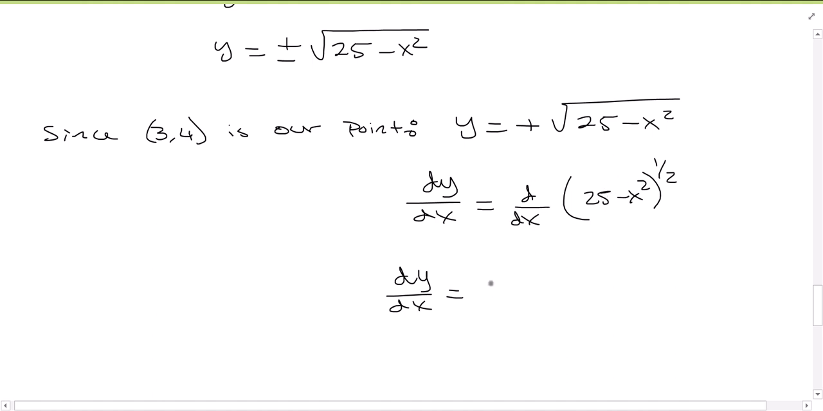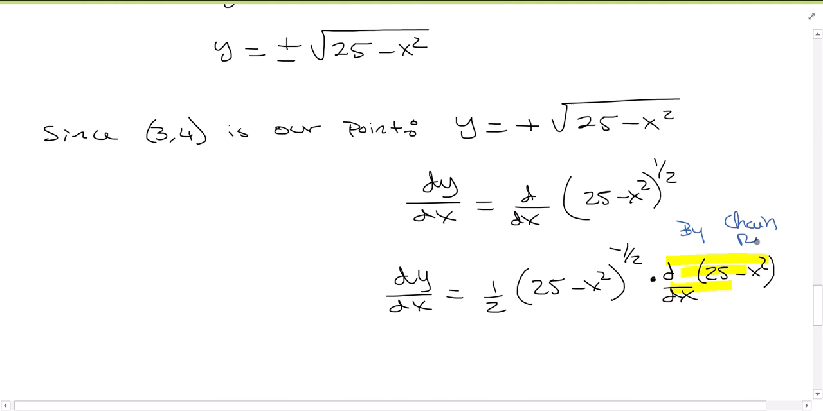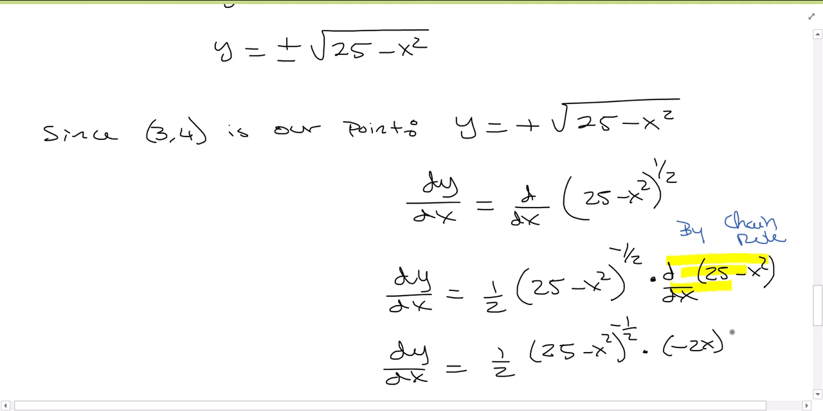So the derivative of this will be 1/2 the stuff left alone inside to the negative 1/2, and then by the chain rule times the derivative of the inside. So let me say that this is by the chain rule. And so let's take that derivative. So I'm going to have dy/dx equal to 1/2 (25 minus x squared) to the negative 1/2 times the derivative of 25 minus x squared, which will be minus 2x.